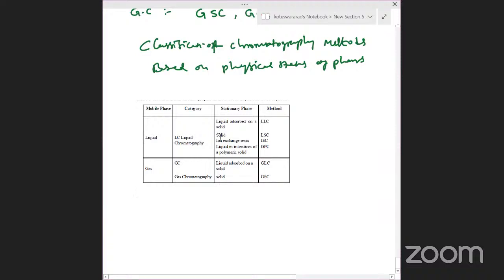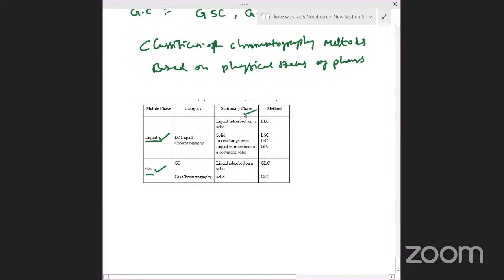Right. In this tabular form, the mobile phase can be liquid or gas. When the mobile phase is the liquid, that is called liquid chromatography. When the mobile phase is gas, that is called gas chromatography. These come under LC, liquid chromatography, and GC means gas chromatography.